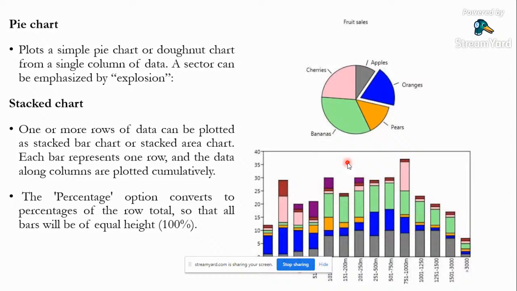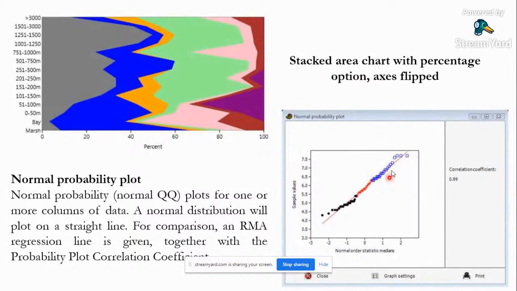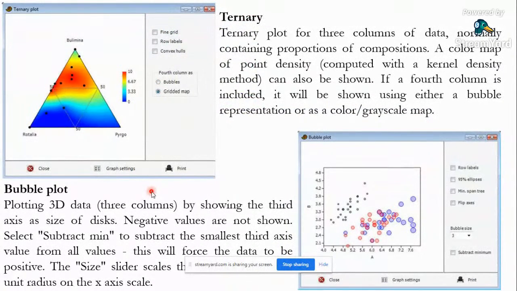You can also go for a stacked chart when you have more than 3 or 4 variables, and you can also go for a stacked chart in the form of a percentage. This is the stacked area chart with the percentage option, and the axes have been flipped. You can also draw a normal probability plot, which is also known as a QQ plot or a quantile plot, for one or more columns of the data to see whether the data is actually following a normal distribution or not. You can also go for ternary plots for 3 columns of data, normally containing proportions or compositions.